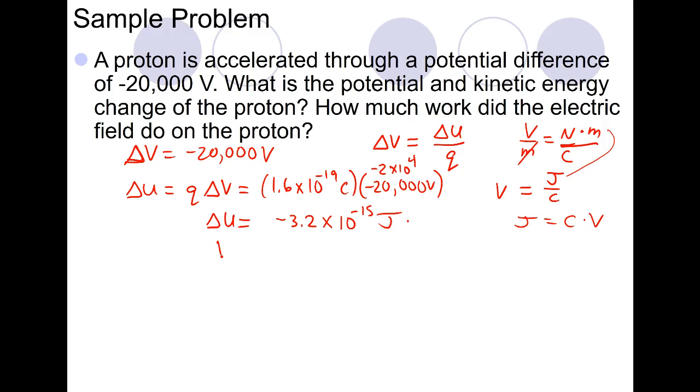Okay, how much work did the electric field do on the proton? The negative of the change in potential energy. That's 3.2 times 10 to the negative 15th joules. And I was thinking ahead of myself because what's the change in kinetic energy? It's equal to the work done. Okay? So delta U is negative 3.2 times 10 to the negative 15th, and delta K is 3.2 times 10 to the negative 15th.